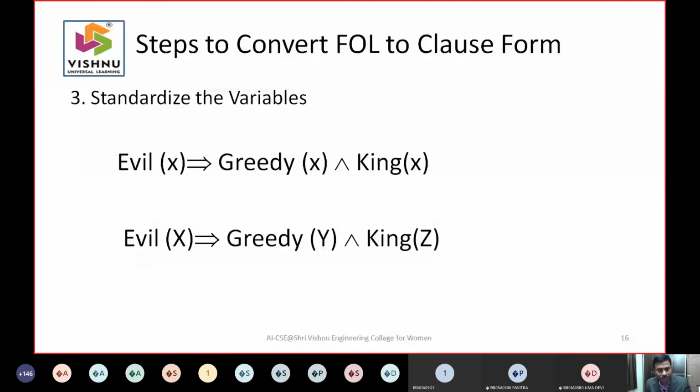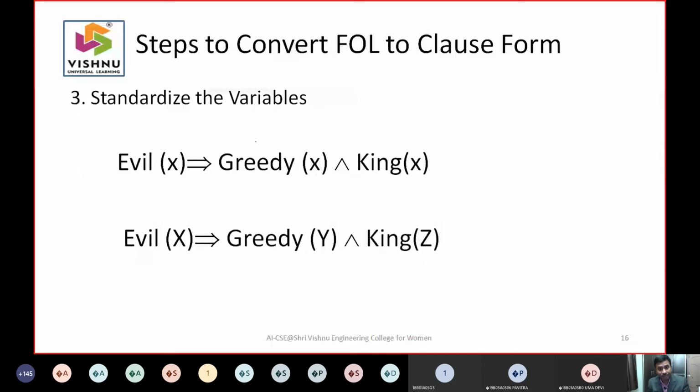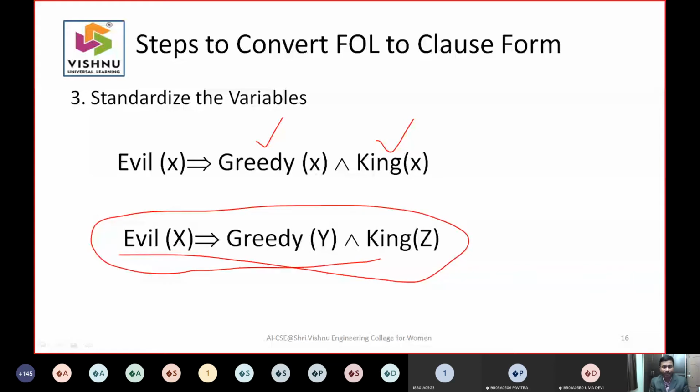Standardize the variables. If you have two statements representing two different things, see here I have a single statement, Pompeian of X. If X is Pompeian, then he is a Roman. Then you have to use a single variable. But here the greedy of x is different, king of x is different. Two statements are there. That is the reason it is better to standardize the variables. Three different statements can be standardized with three different variables if they are not connected. If they are only talking about a single context, then the first statement like evil of x and greedy of x and king of x will work.